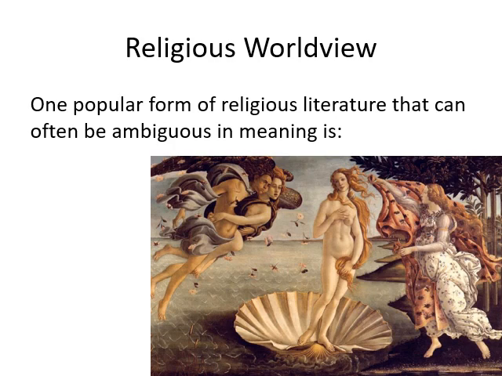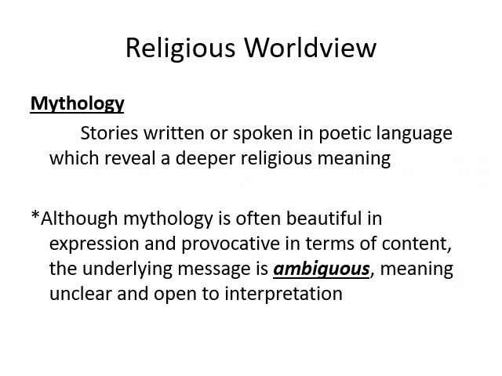That is, one popular form of religious literature that can often be ambiguous in meaning is mythology. And mythology refers to stories written or spoken in poetic language which reveal a deeper religious meaning. Now, although mythology is often beautiful in expression and provocative in terms of content, the underlying message is ambiguous, meaning unclear and open to interpretation. So, for example, if I gave a poem out to our class and asked you all to interpret that poem, chances are I would get different interpretations from everyone. There might be some similar motifs that you all or a few of you shared, but again, we're going to get different interpretations. So when you throw a piece of mythology in front of a religious studies scholar or a theologian, chances are there's going to be differences in interpretation.